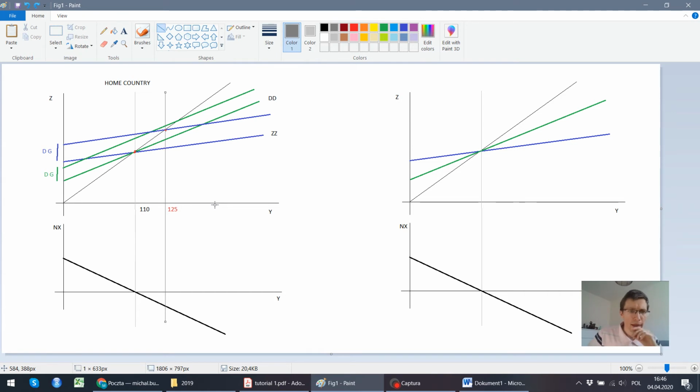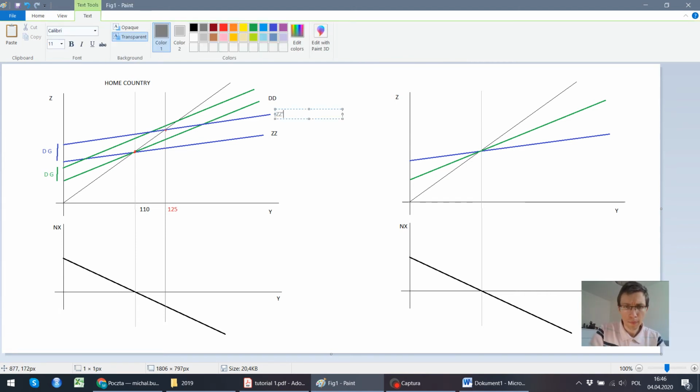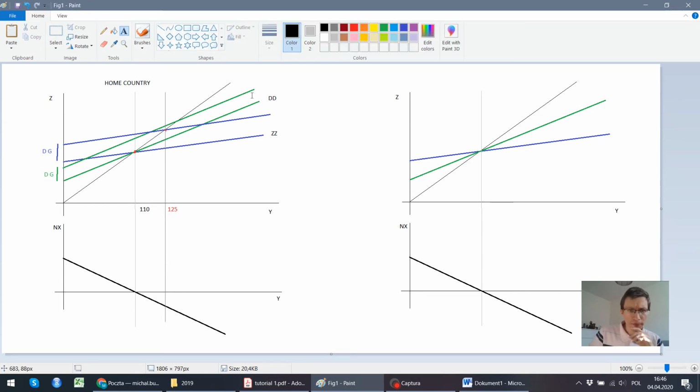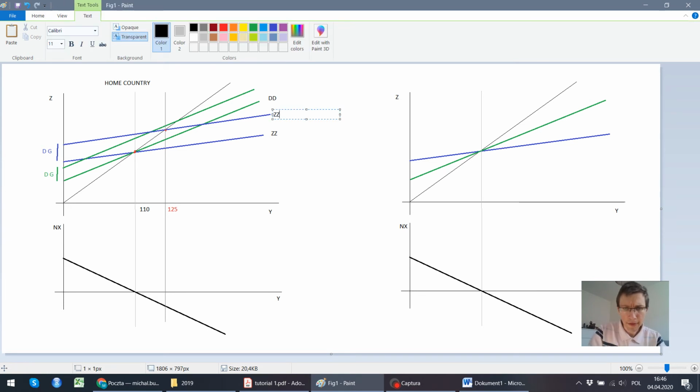Okay, fair enough. What do we observe in the new equilibrium? We observe that regarding the new ZZ prime curve, could be black now. I just put it black. The ratio between the location of the new ZZ curve relative to the DD curve is a bit different than what we had before, and it's exactly represented also in the change in net exports.